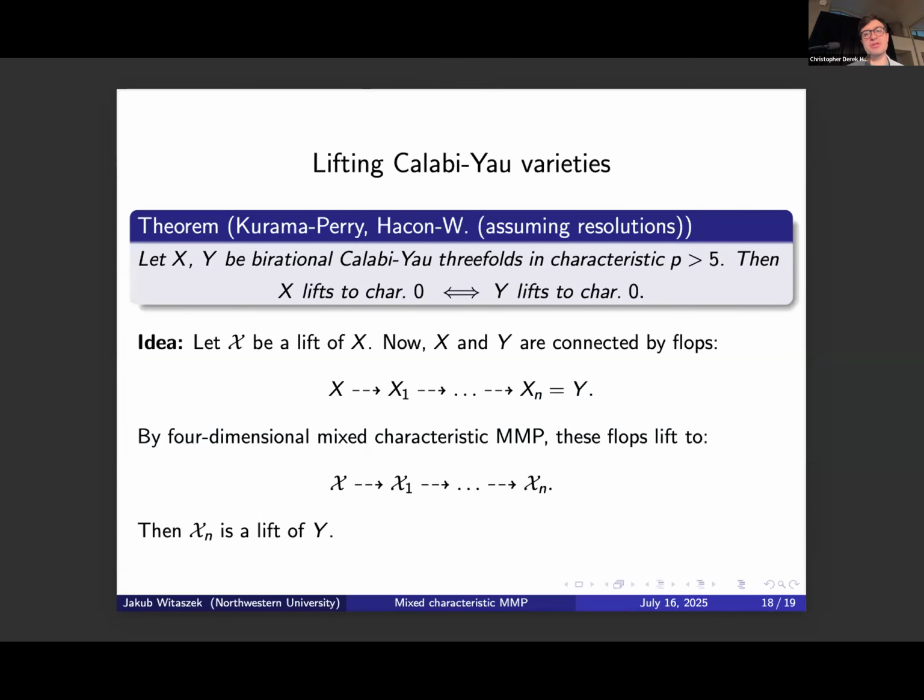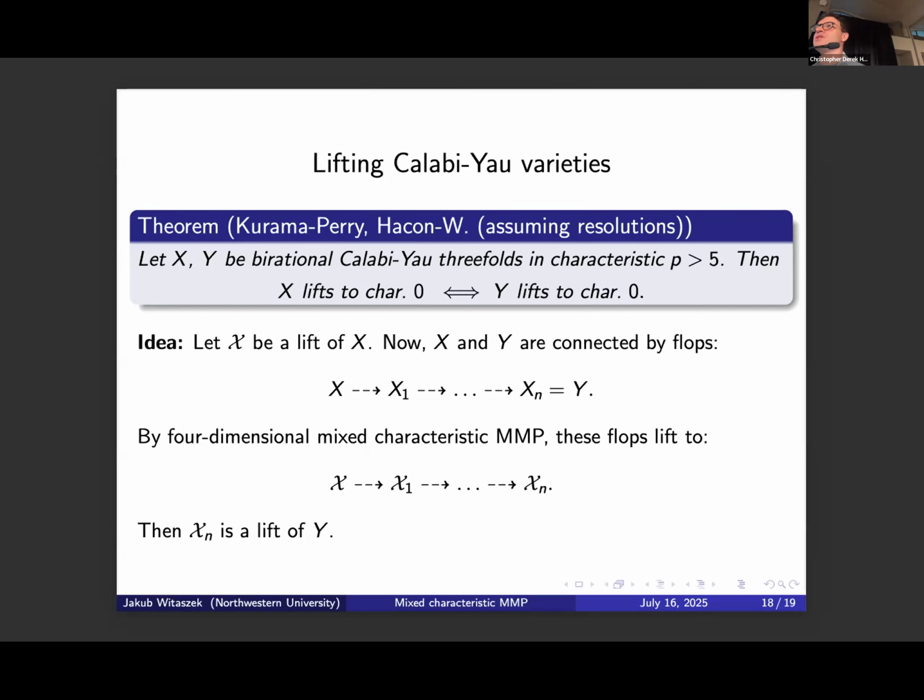So now let's move to the third application related to the study of the liftability of Calabi-Yau varieties. And here's the following theorem, originally due to Christopher Hacon and myself. We are using four-dimensional mixed characteristic MMP, and because of that, we need to assume resolutions. But there are some new results coming along, the work of Kurama and Perry, where they are able to replace some of the parts on the existence of flips, specifically so-called flops, with methods coming from derived categories. And by doing so, they can drop our resolution assumptions and even extend the results to p equal to 5.